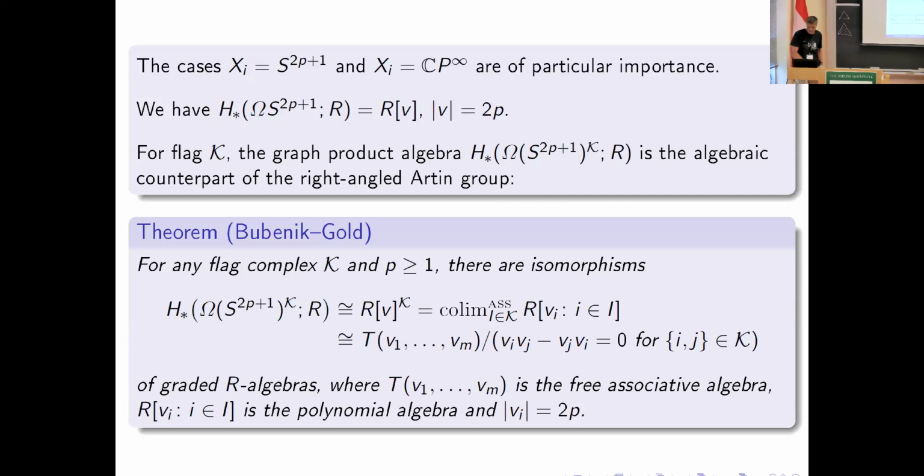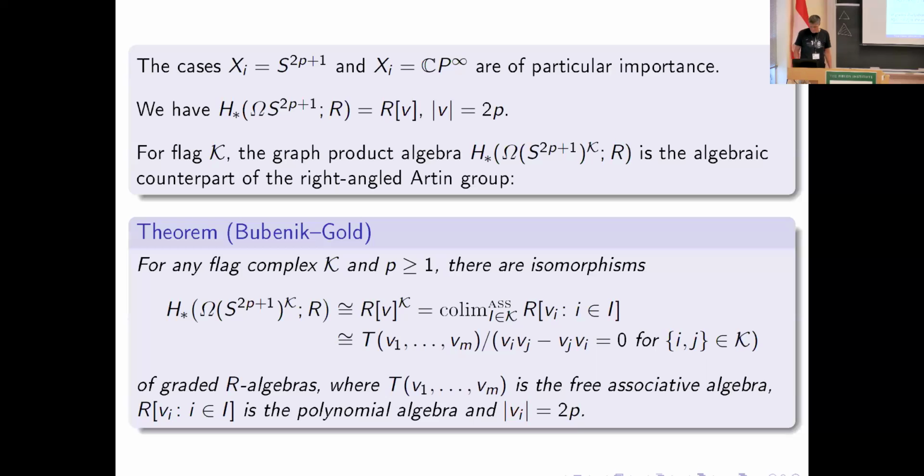And so there is a theorem which is just a manifestation of this previous more general result, but in this particular case, it can be stated in a much nicer way. It's due to Peter Bubenik and Lea Gold. So for any flag complex, the loop homology algebra of the polyhedral product of m-dimensional spheres, it doesn't matter where you put parentheses here, right? Because everything is preserved, that this polyhedral product is preserved. So that's the graph product of polynomial algebras. And explicitly, as I said, this is like an algebraic analog of a right-angled Artin group. So now instead of group generators, you have associative algebra generators, you have a free tensor algebra, and you mod out by commutativity relations. So the two generators commute whenever there is an edge.